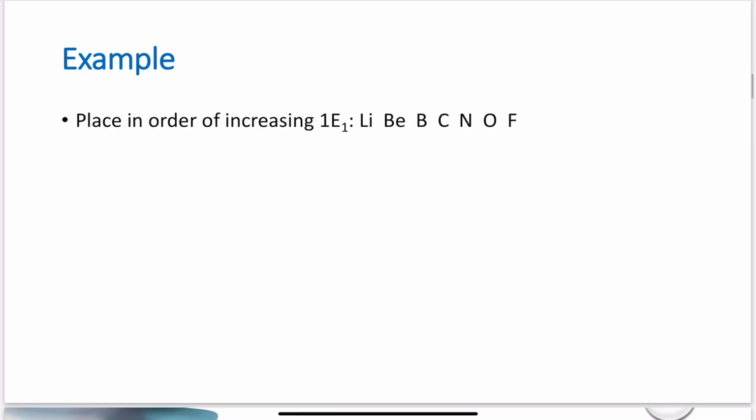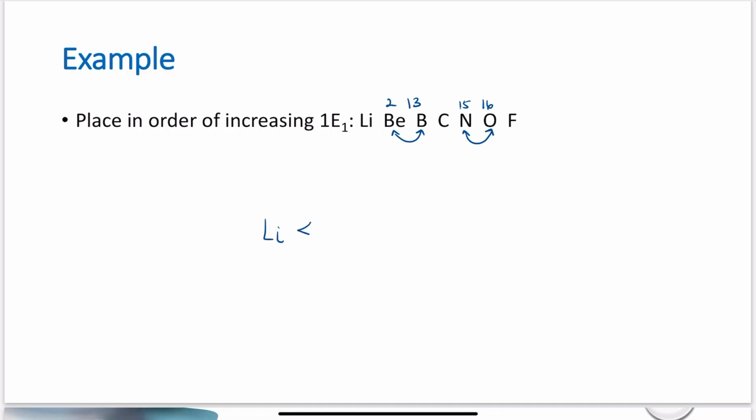Okay, and our last example for this video: place the following in order of increasing first ionization energy. Lithium, beryllium, boron, carbon, nitrogen, oxygen, and fluorine. General trend is across the table, it increases. So I do see that these are listed in their order across the table. I do know there's an exception between beryllium and boron and nitrogen and oxygen. So group 2 to 13 and group 15 to 16.